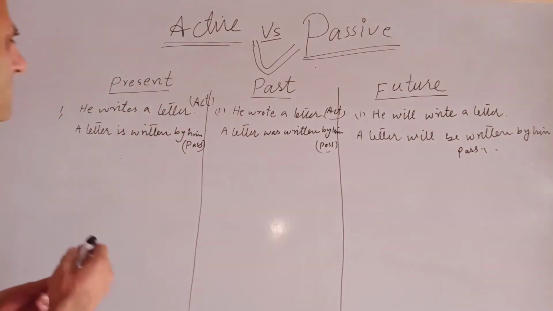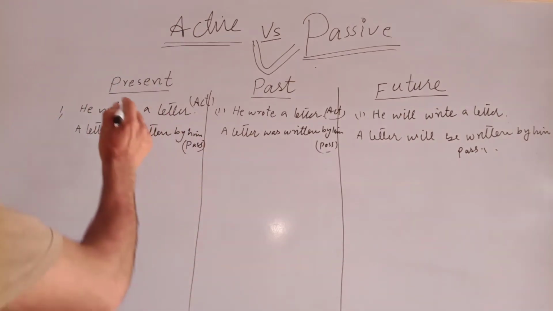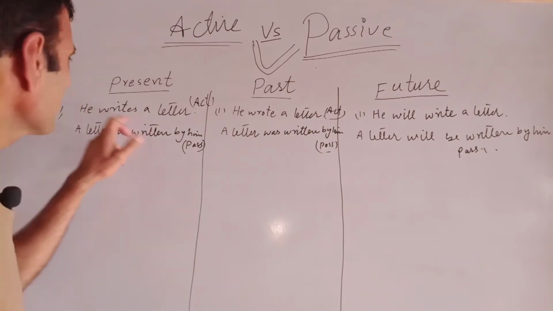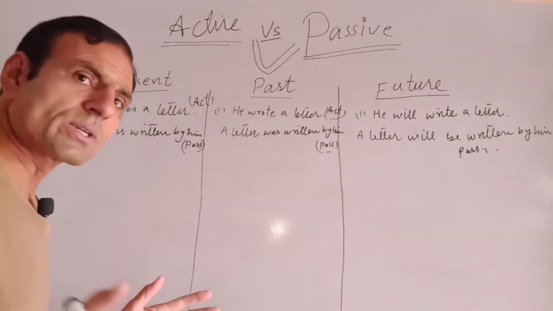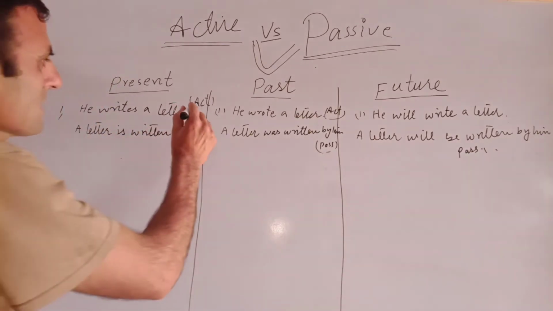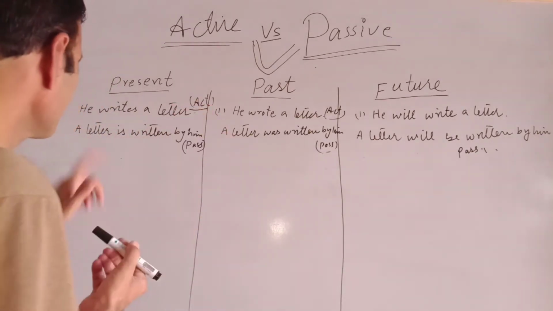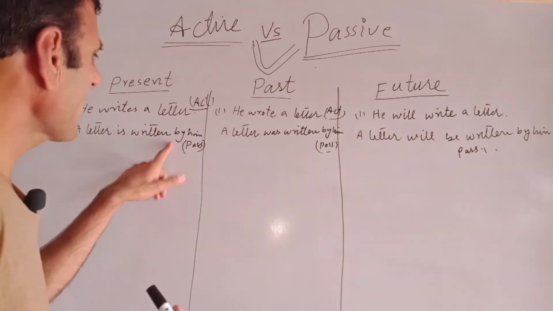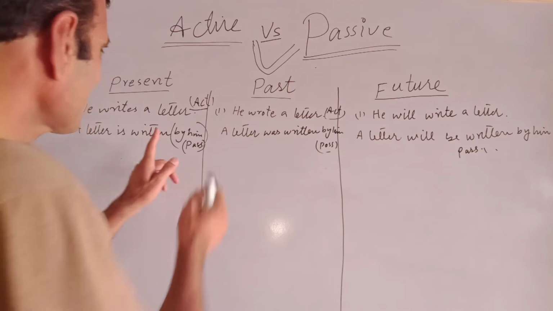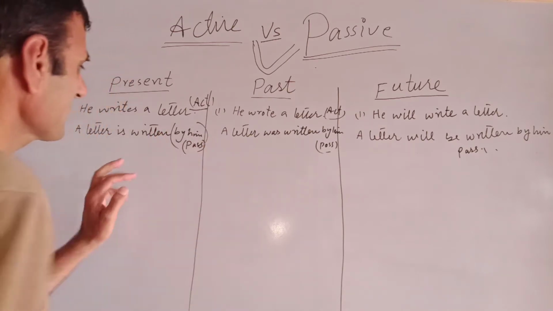See it here. The first one is present. He writes a letter. Now, he writes a letter is a sentence of present indefinite. How can we change this into passive voice, because this is active voice? A letter is written by him. Now see here, by him. This is a small last portion of a sentence.